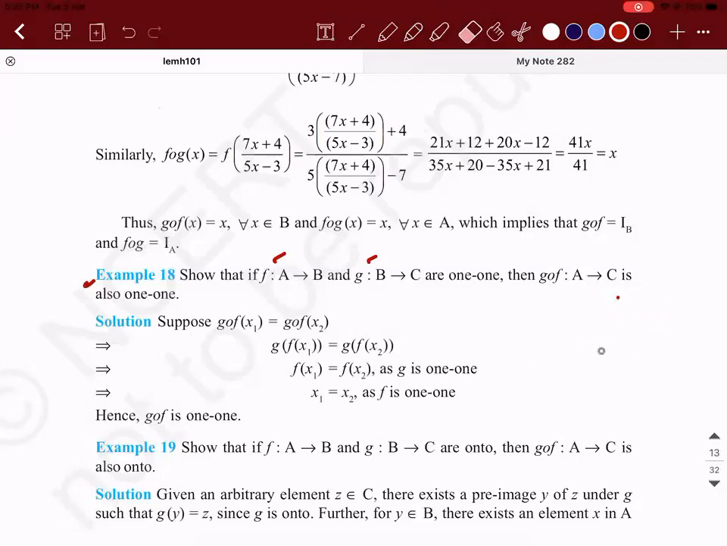Let x1, x2 belong to set A. What are we trying to prove for g circle f? Now, assuming g of f of x1 is equal to g of f of x2. Correct?